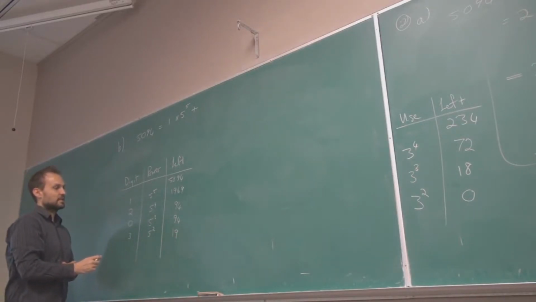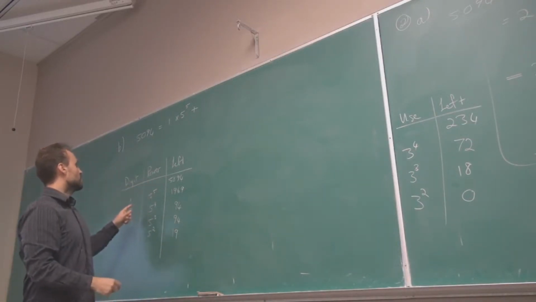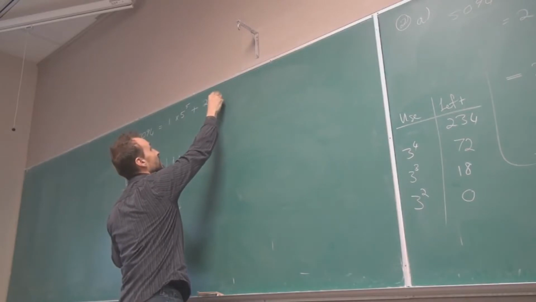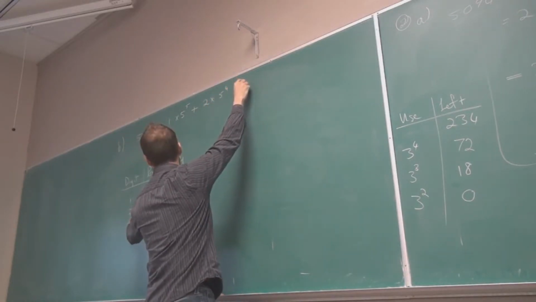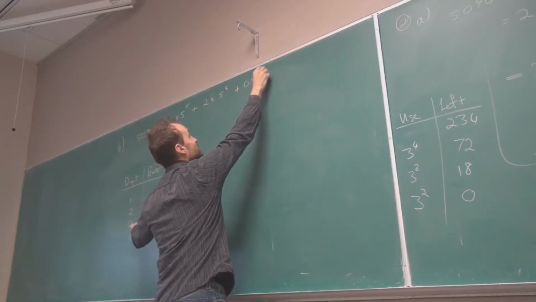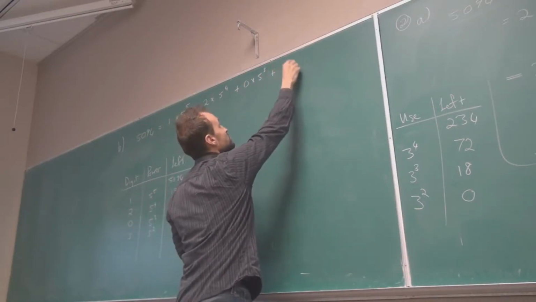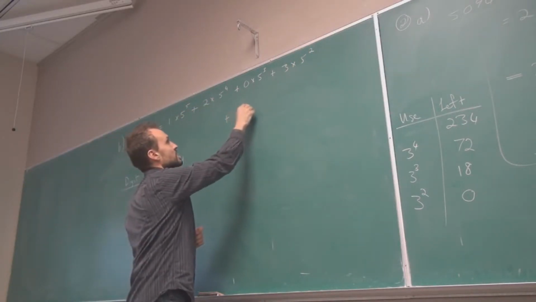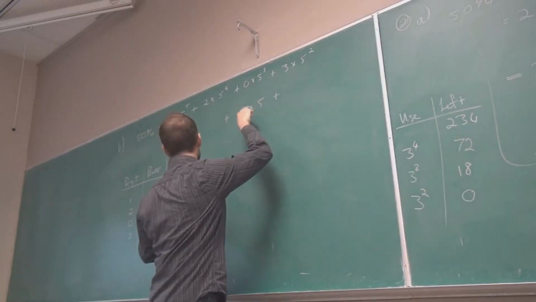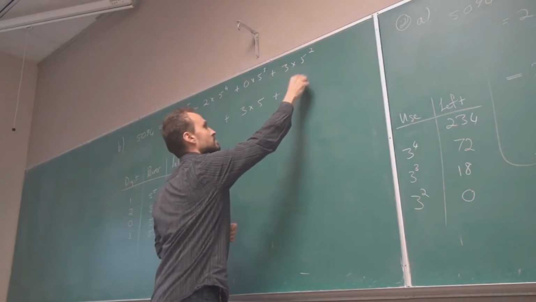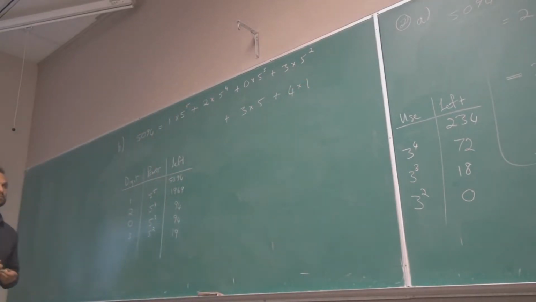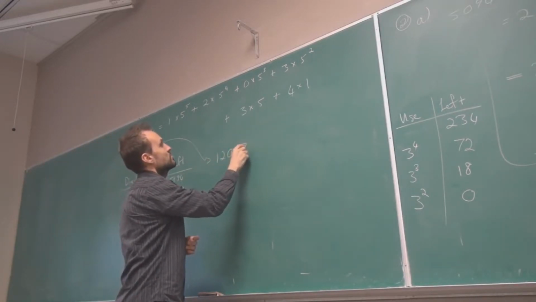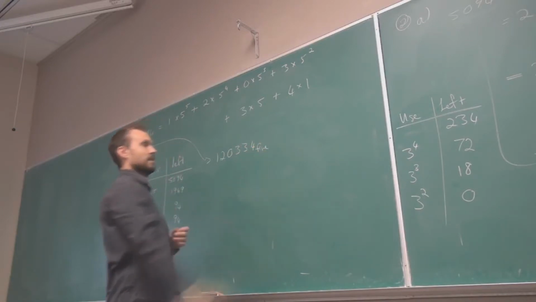Running out of space a little bit. I think we're okay actually to keep going now. So we don't really have to write that down, but I'm going to. 2 groups of 5 to the 4. 0 groups of 5 cubed. 3 groups of 5 squared. Now I have 19 left, so I can fit in 3 5s, and that will get me to 15, so I have 4 left over, or 4 1s. So the representation is 1 2 0 3 3 4 base 5.